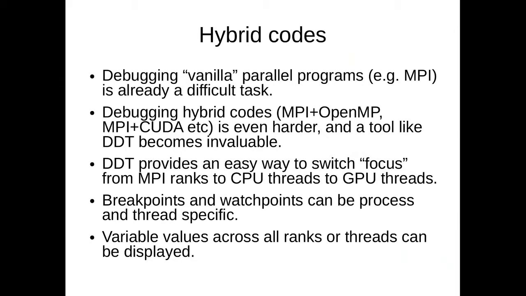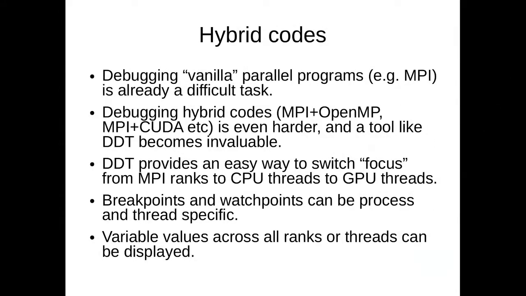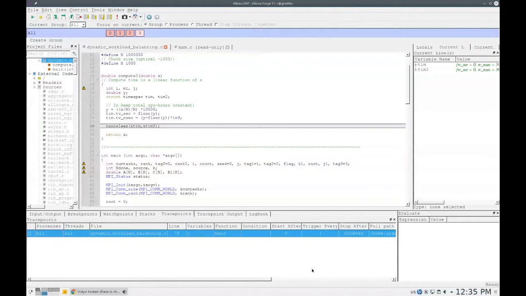Among the conveniences DDT brings for hybrid code debugging, there is an easy way to switch focus from MPI ranks to CPU threads to GPU threads. I already showed you how you can switch MPI to threads and back. And also you can make breakpoints and watch points specific to threads. And you can display variable values across all ranks of threads. I already showed you for MPI case how you can do that. So let's do a quick demonstration of a hybrid code.